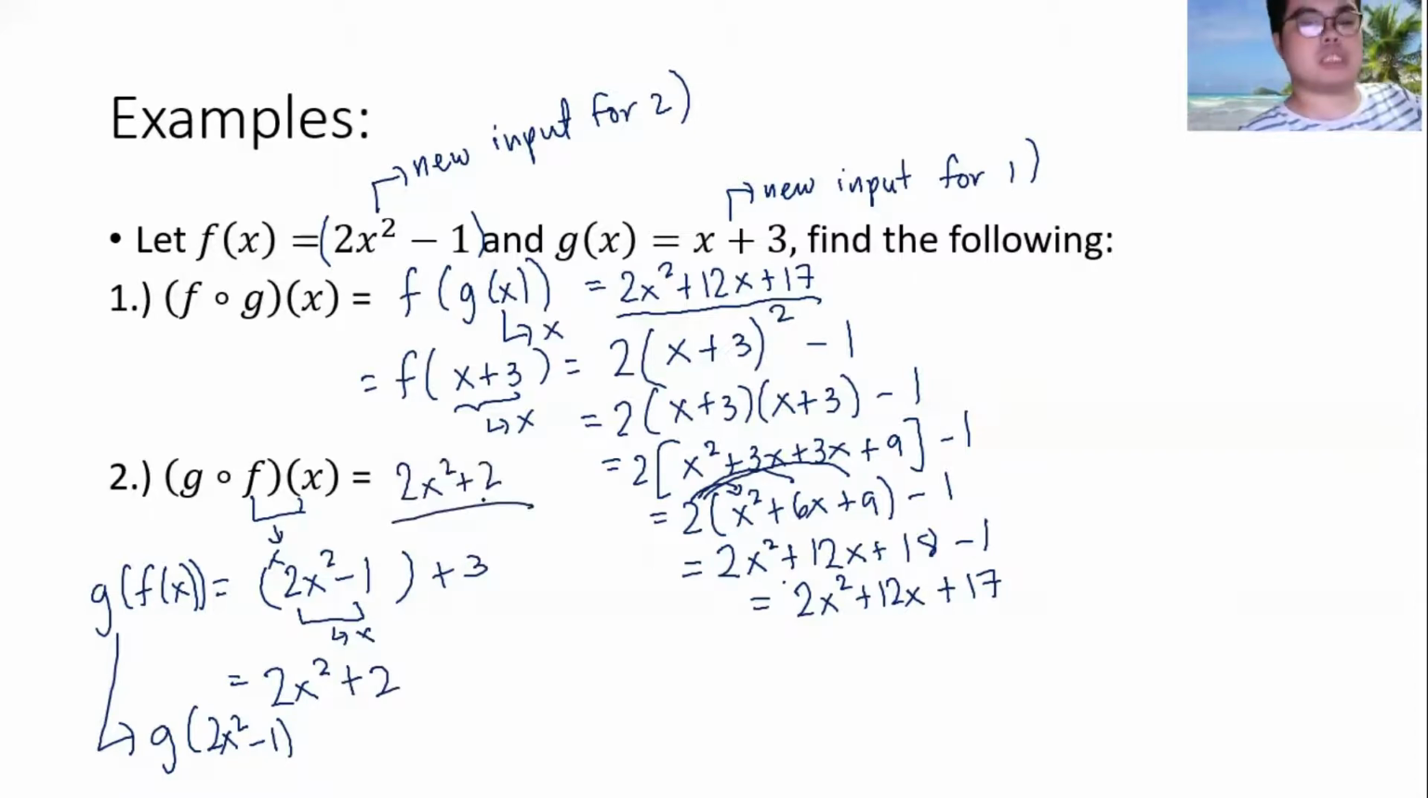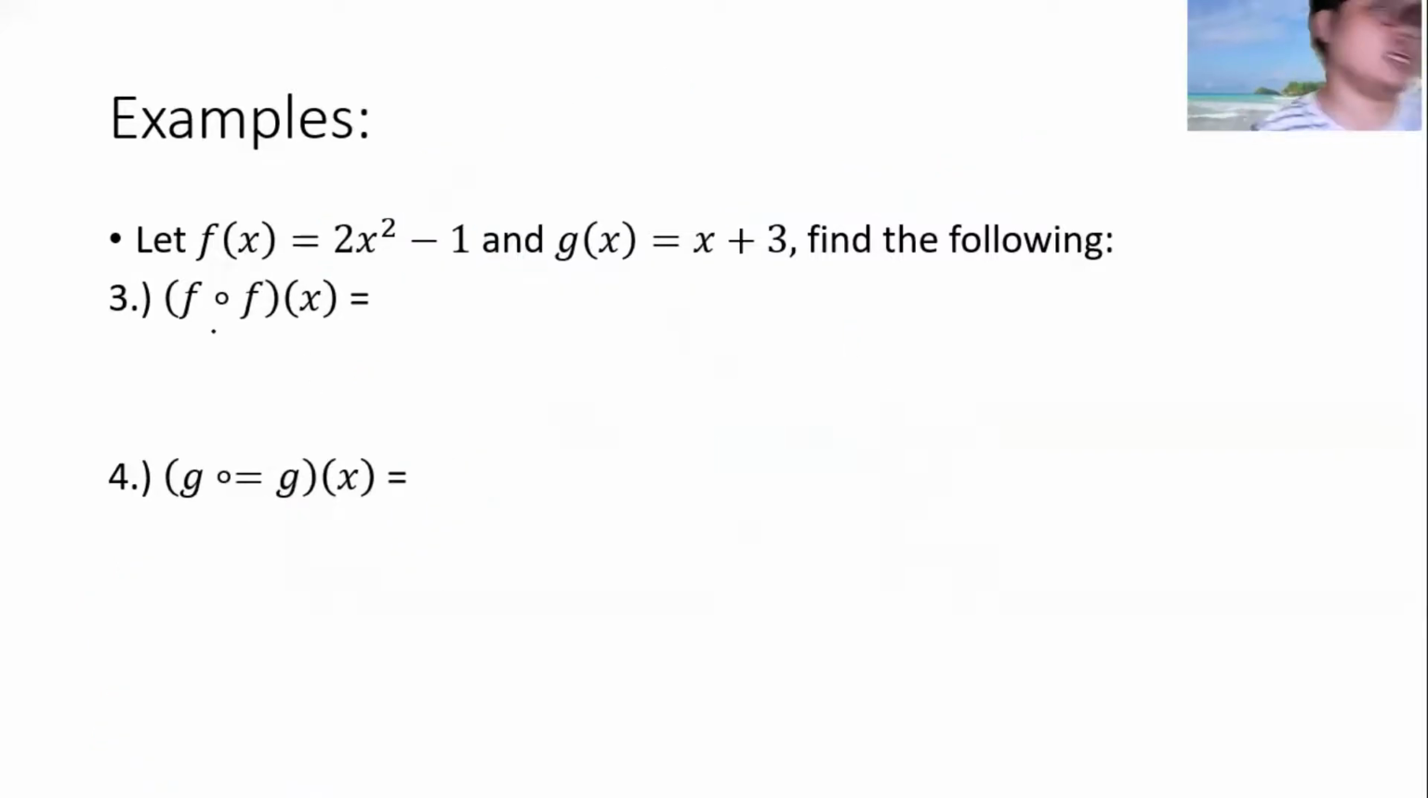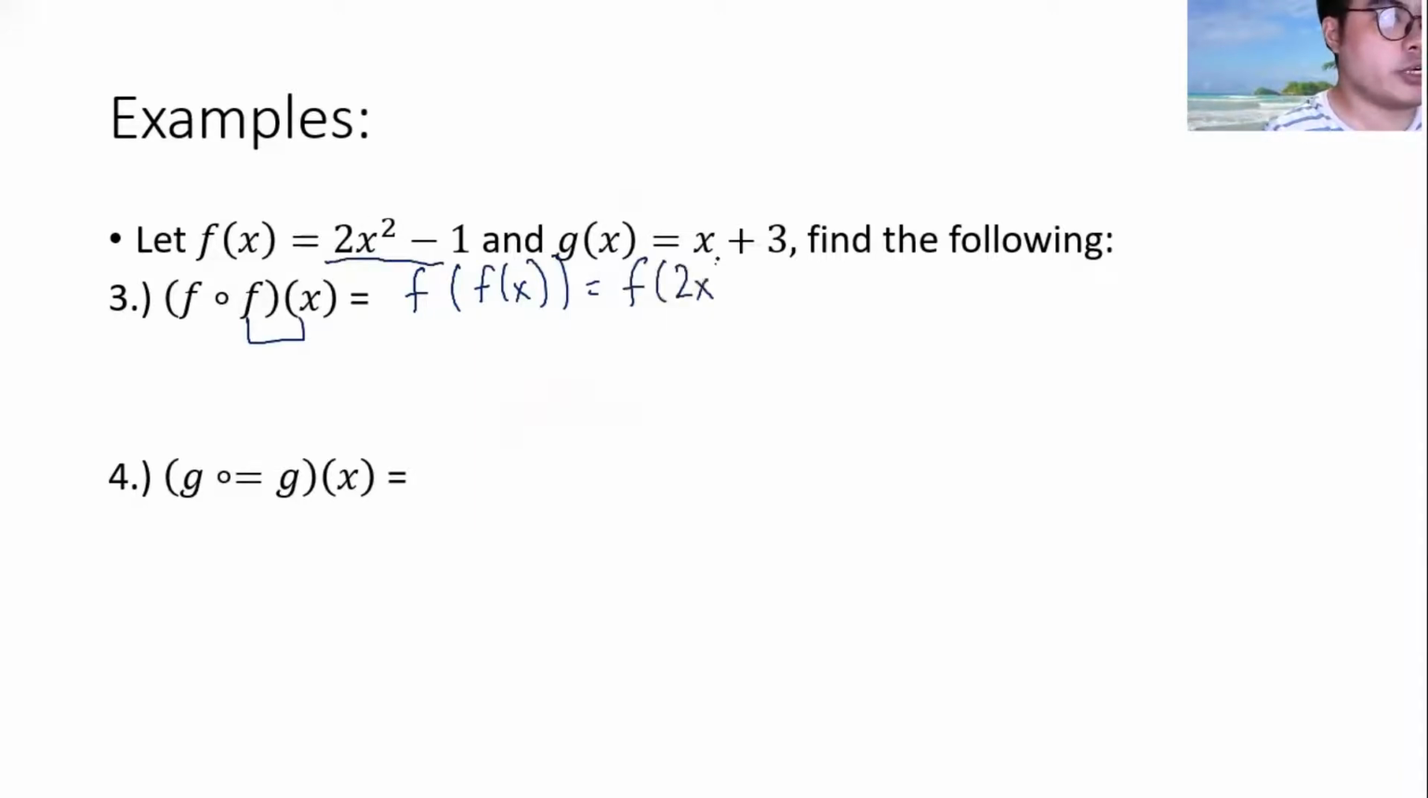We're going to proceed to the succeeding examples. Here, this is your new independent variable, so we're going to write f of x. We're going to substitute this based on the given. So this will be f of 2x squared minus 1. Your x will be replaced by 2x squared minus 1, squared, minus 1, because this is now your x.